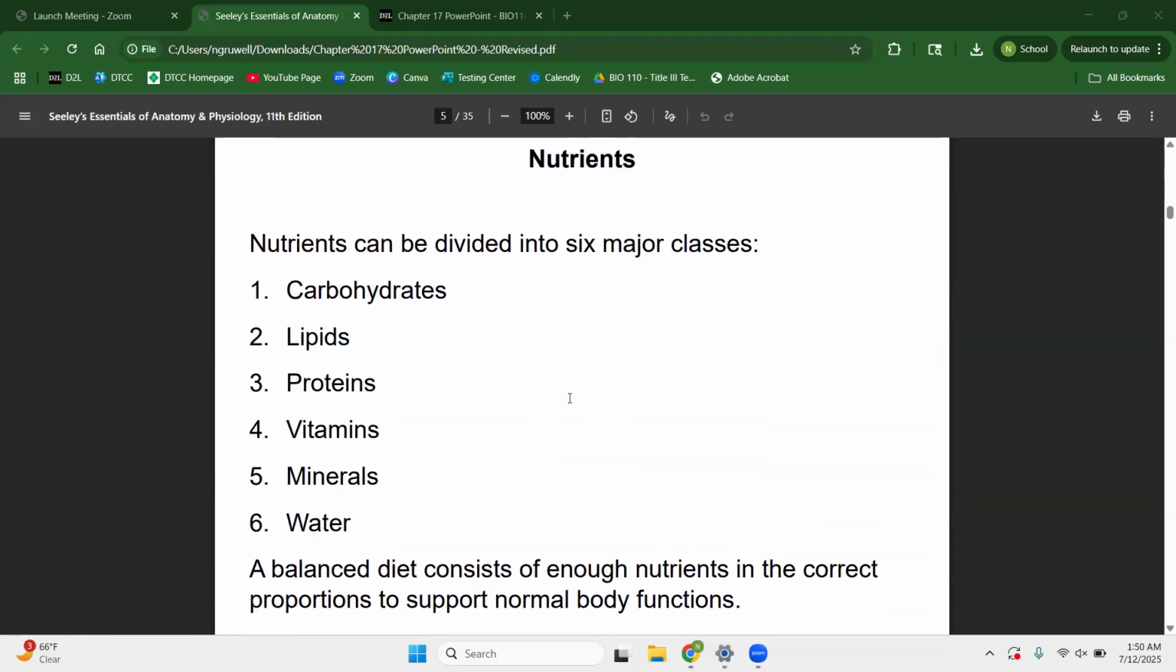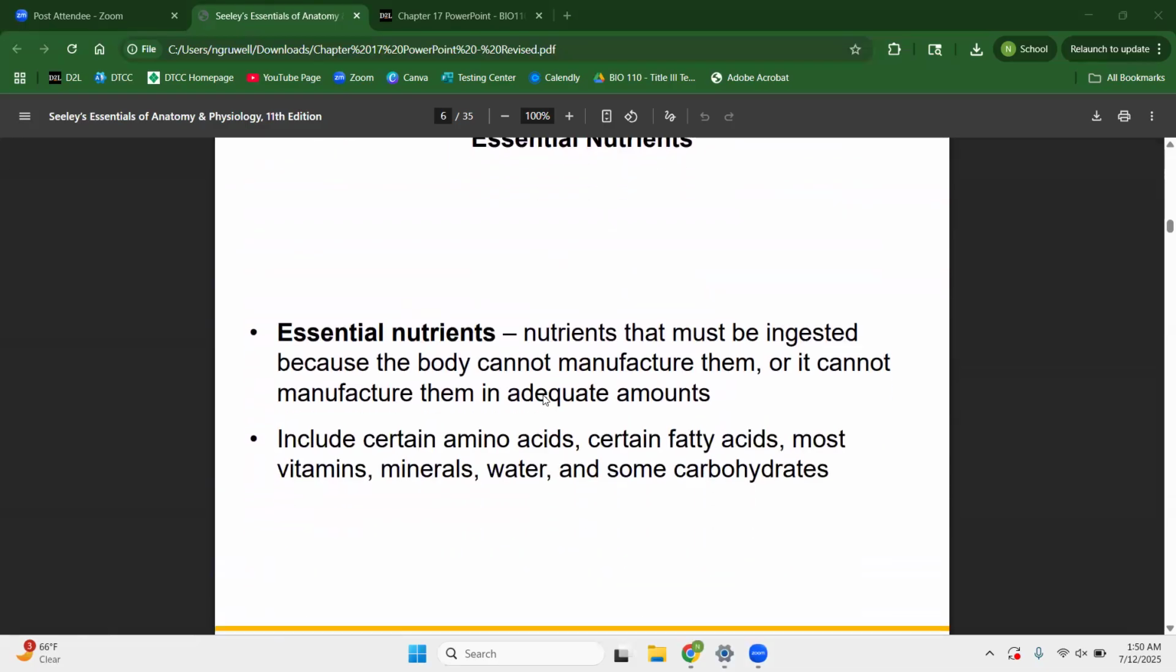All right, so we're primarily going to talk about our 6 different classes of nutrients. The first 3 should look very familiar to what you've seen previously. We haven't talked a ton about vitamins. We've mentioned them here and there. We haven't really talked a lot about minerals quite yet. And of course, we've talked about water in multiple chapters now. And so a balanced diet is going to consist of a certain percentage of all these different nutrients, because we need all 6 of these for our body to function normally.